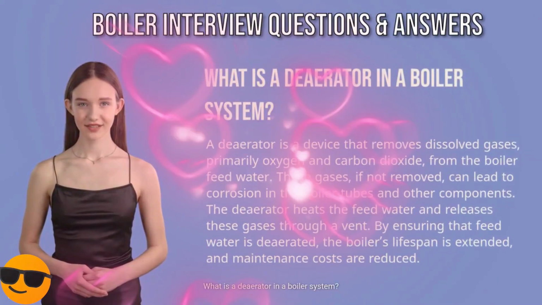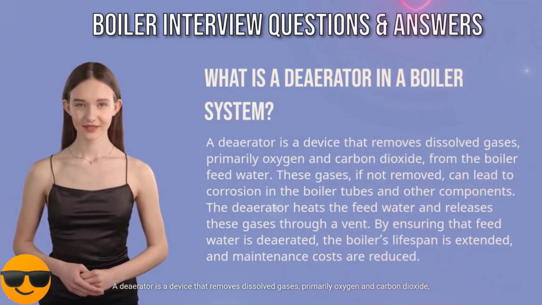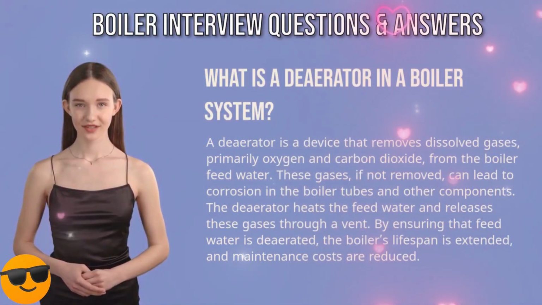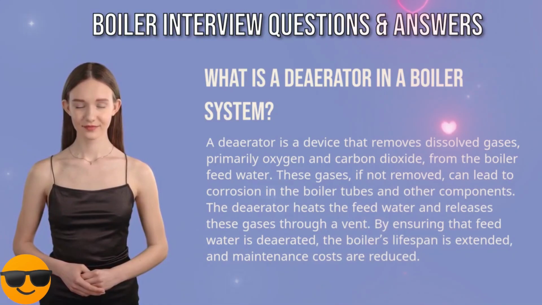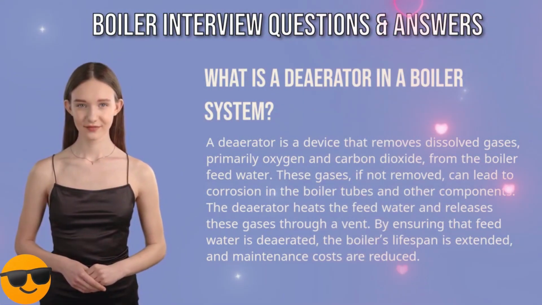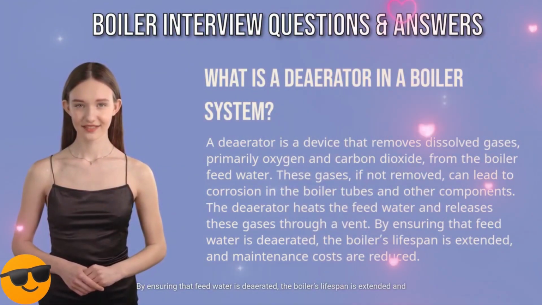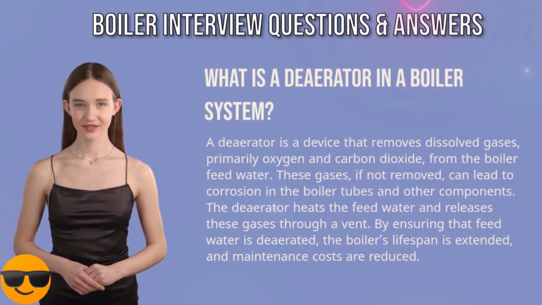What is a deaerator in a boiler system? A deaerator is a device that removes dissolved gases, primarily oxygen and carbon dioxide, from the boiler feed water. The deaerator heats the feed water and releases these gases through a vent. By ensuring that feed water is deaerated, the boiler's lifespan is extended and maintenance costs are reduced.